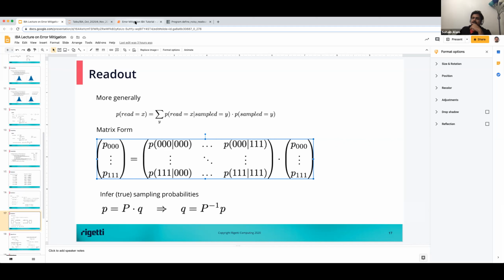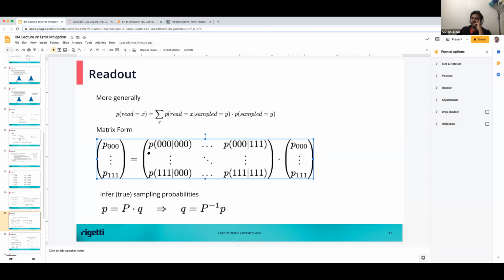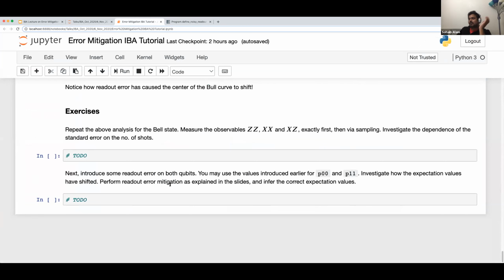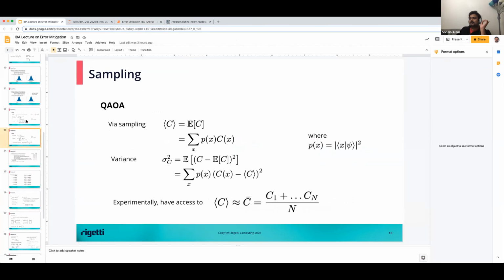This is something you compute from the quantum circuit itself, which is this thing. And that's it. Once you have that confusion matrix, you can invert it and multiply the inverse from the left onto this column vector on the left-hand side, and that gives you the true sampling probabilities. Once you have the sampling probabilities, you can go back to this expression over here, and it will let you figure out what the true expectation value should have been.